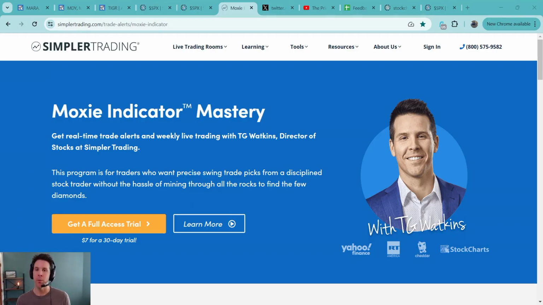I want to do a breakdown of the Moxie Indicator. It's been a little bit since we've posted something like this, specifically talking about how the Moxie Indicator works, what some of the setups are, how you can apply it to your own trading, and what the value of it is. So let's do a little bit of a deep dive into the Moxie Indicator.